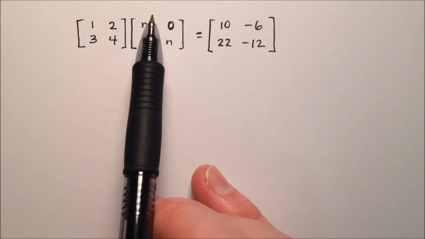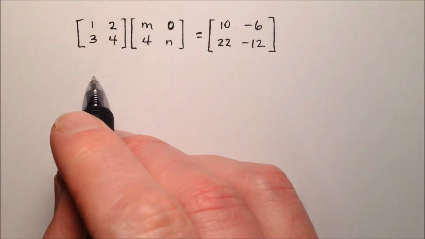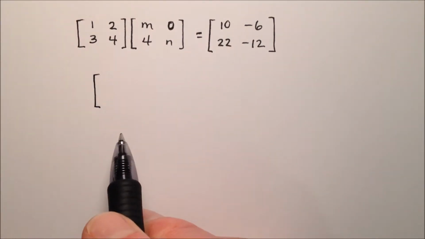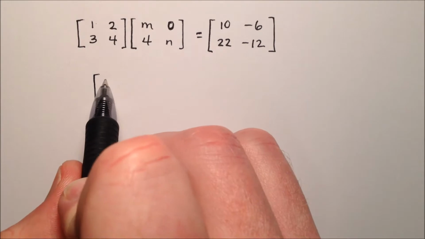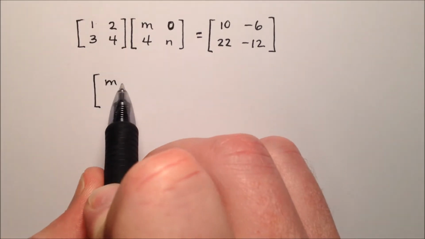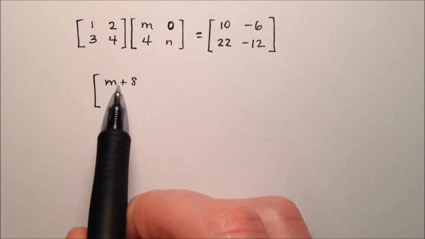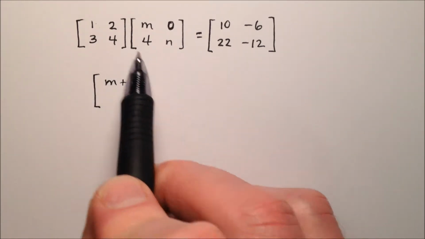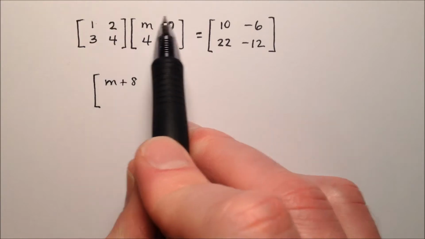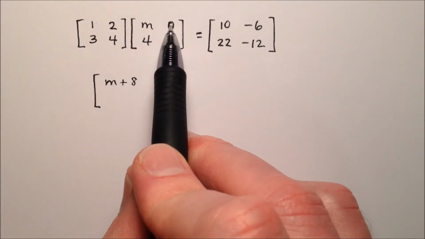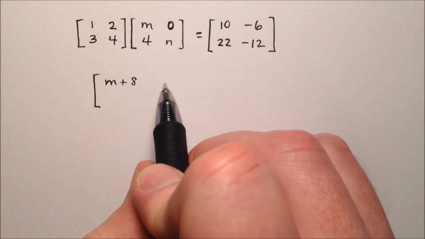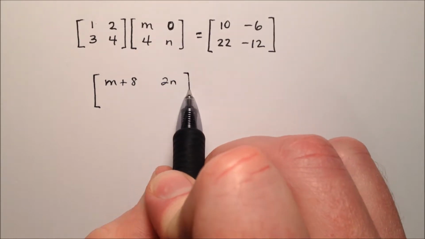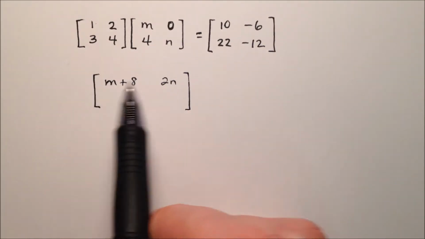So across the rows, down the columns. This 2 by 2 is going to give me a 2 by 2. So 1 times m and 2 times 4. So this entry will be m plus 8. Let's move across the columns. So across the first row, down the second column, 1 times 0 is 0, 2 times n. So we're done with that first row.